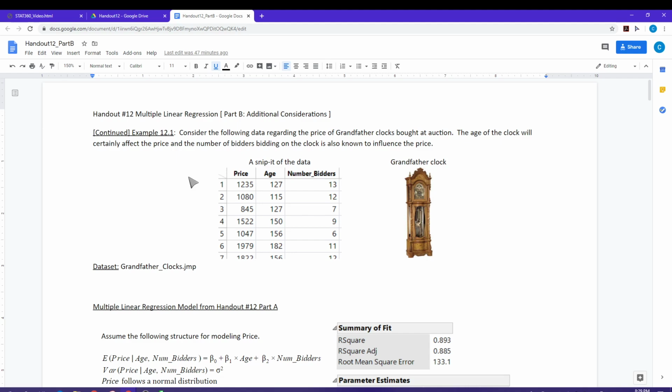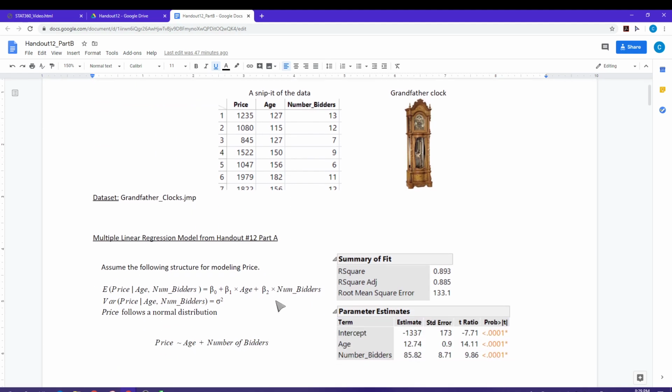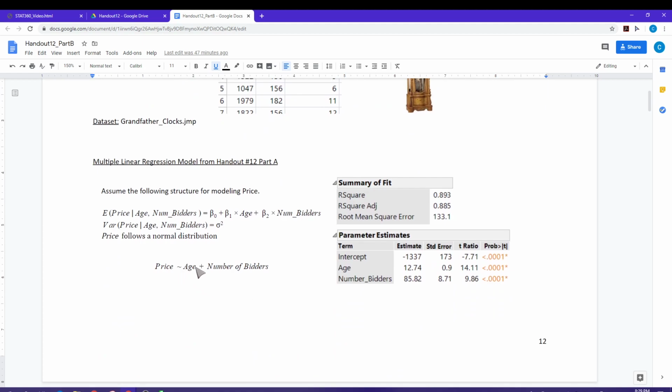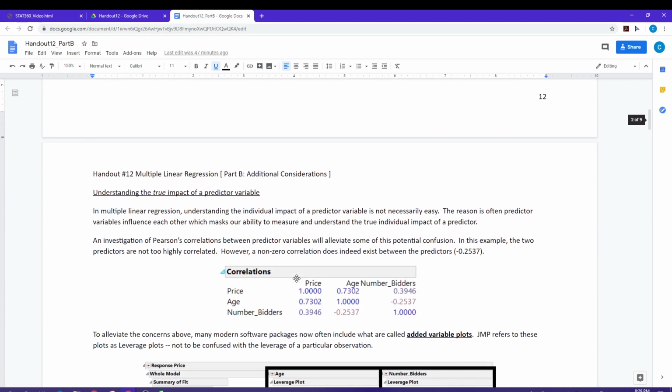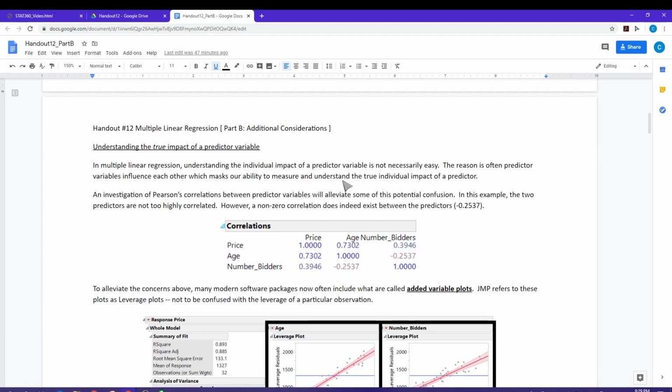So the first part here is continuing with the grandfather clock data set. Here's the model that we fit, had age and number of bidders in it. Here is the output from that model. And what we're going to look at here, on page 2, is understanding the true impact of a predictor variable.